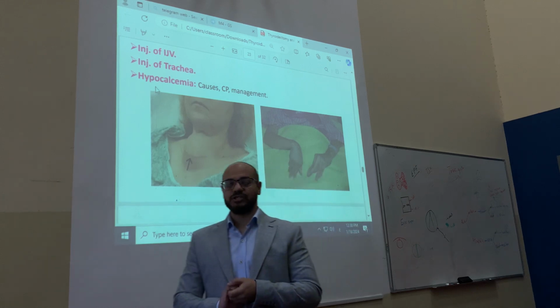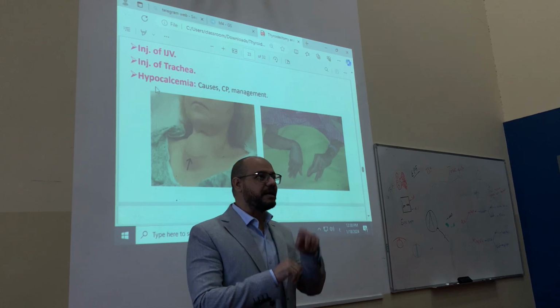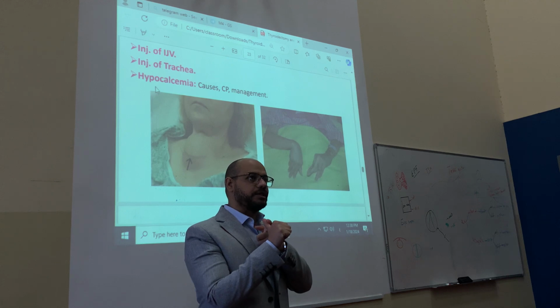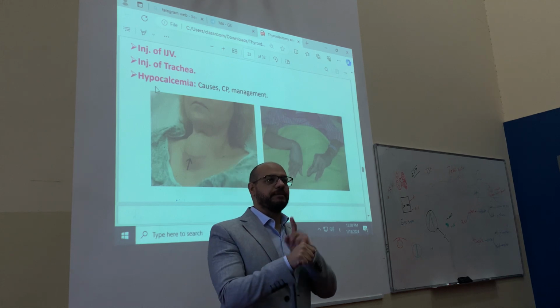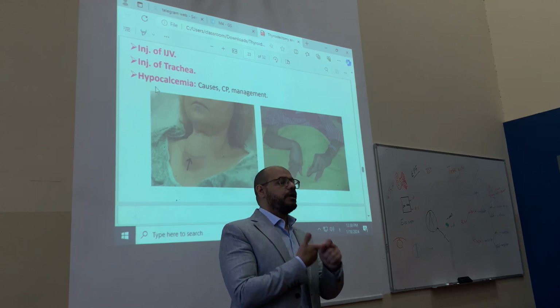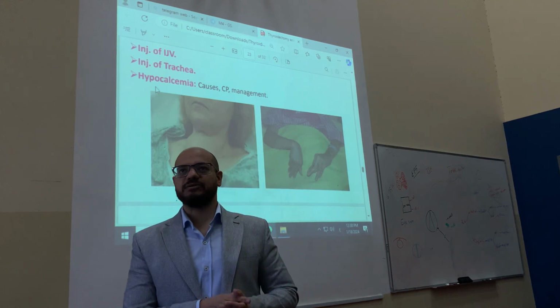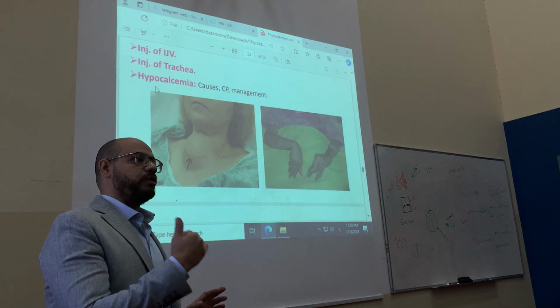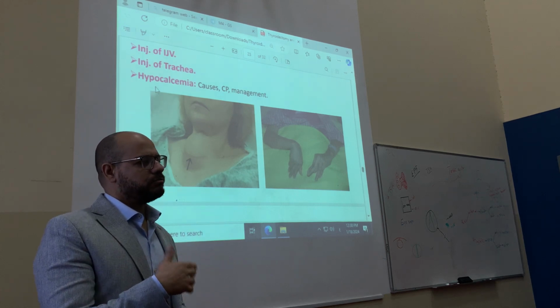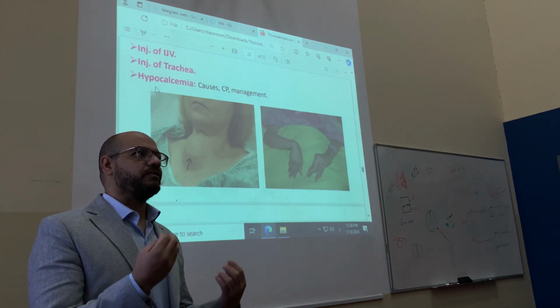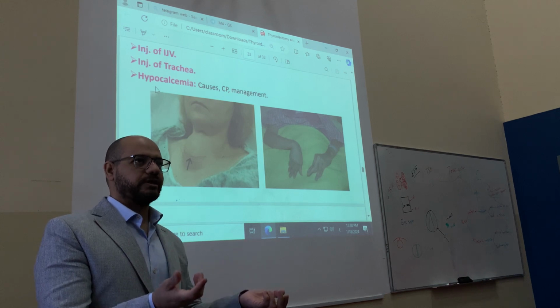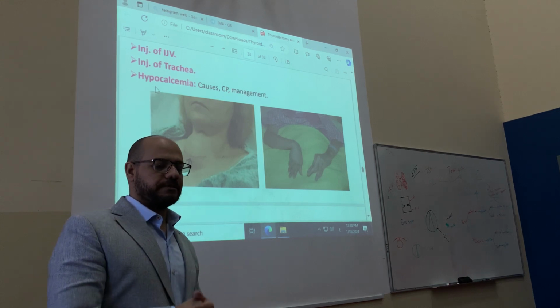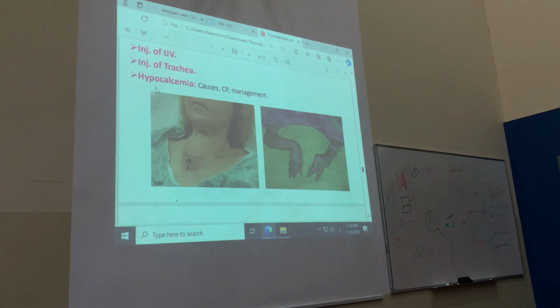What about the manifestations or clinical picture of hypocalcemia? The initial clinical presentation is perioral numbness and then carpopedal spasm. What about the treatment? Calcium replacement. Calcium initially we are giving parenterally. It should be given very slowly, not to cause cardiac arrest, and then it will be replaced by oral calcium.